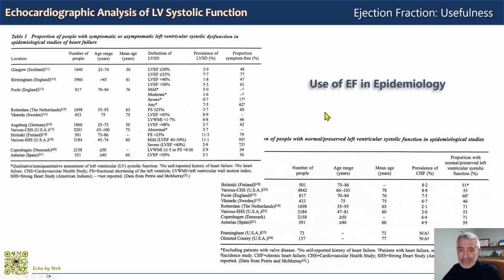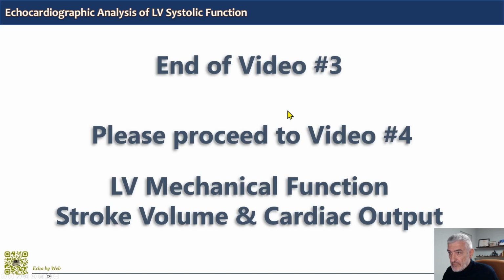And finally, ejection fraction is the cornerstone of cardiological epidemiology. You can see in all these studies the use of ejection fraction and looking at the prevalence of left ventricular systolic dysfunction, and these are the different cutoffs that have been used to define left ventricular dysfunction as mild, moderate, or severe. And this is the end of video number 3 of the echocardiographic analysis of ventricular systolic function.